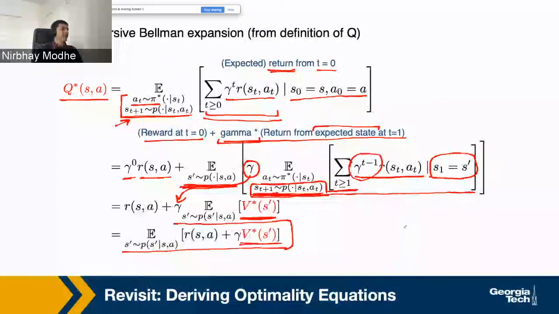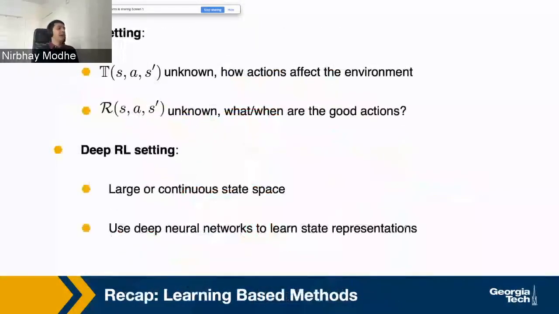All right, so now with that, let me get back to where we left off from last time. We talked about the two settings where learning-based methods come into play. First is the RL setting, where we don't have knowledge of the transition dynamics, so we don't know how the world works, how our actions affect the environment, and we don't know what the reward function is. So we don't know what the good actions are or what actions will lead to high or low reward. So this is going to be the setting of reinforcement learning.